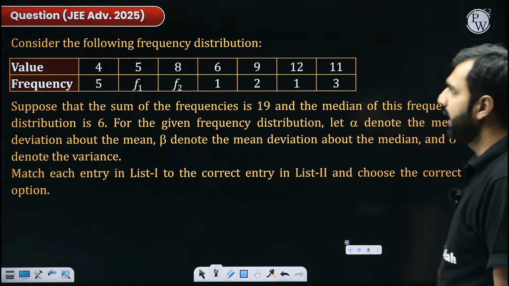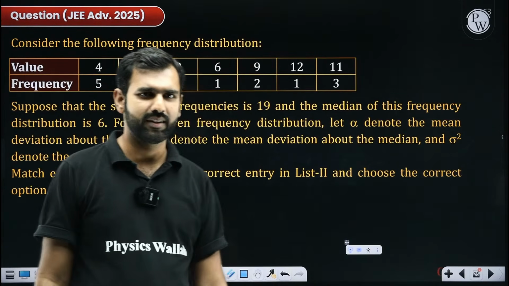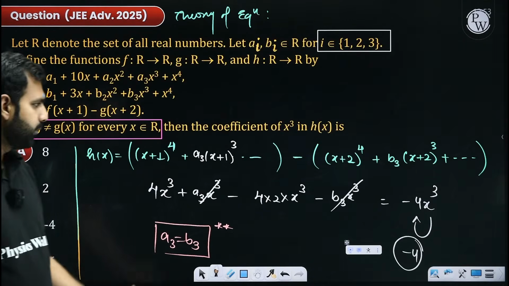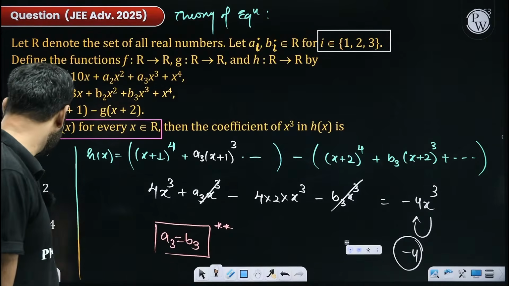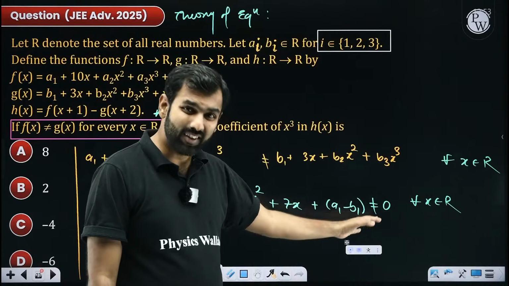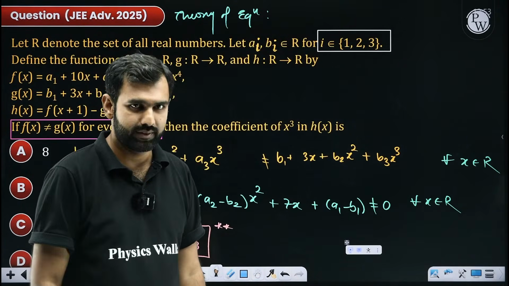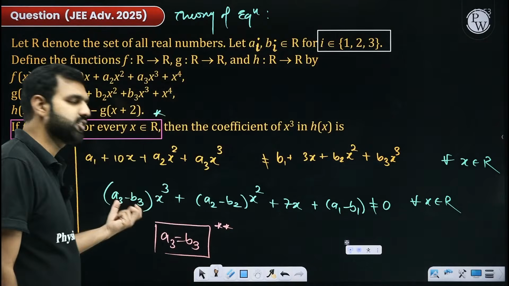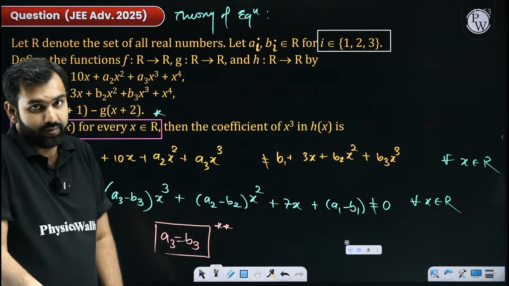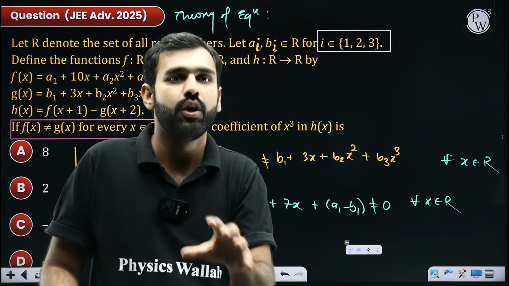Again, a good one asked by JEE Advanced in 2025. Sir, once again, that A3, B3. What are you trying to say? This part, it was a cubic. And they told that the cubic is never 0, which is a contradiction. An odd degree polynomial is 0 at least once, which means this must become 0 somewhere. But that contradicts what they are saying.